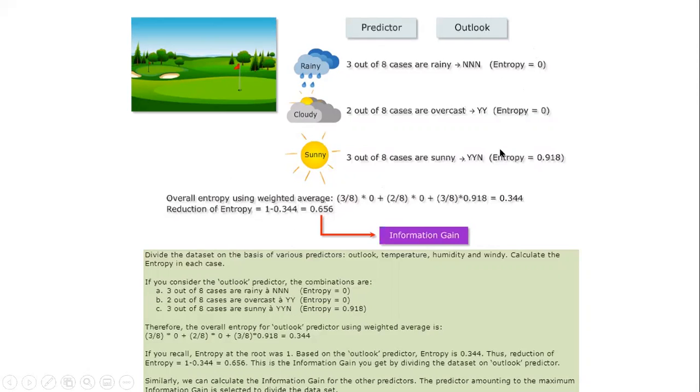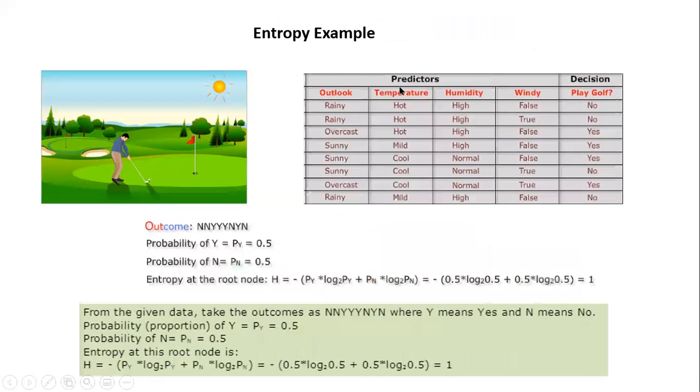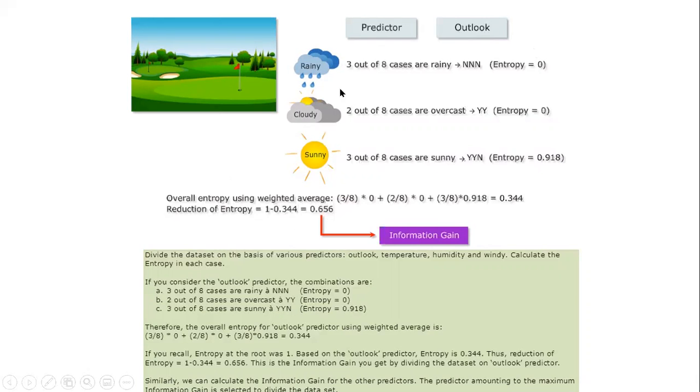Now I will repeat the same process for another predictor, maybe temperature. So for temperature, hot, mild, and cold, there are three cases. I'll again calculate all of these things, like out of how many cases we were able to play, how many cases we were not able to play, right? And I'll find out the entropy, then I will find out the entropy gain. So whichever feature gives me the highest entropy gain, I will split on that feature first.